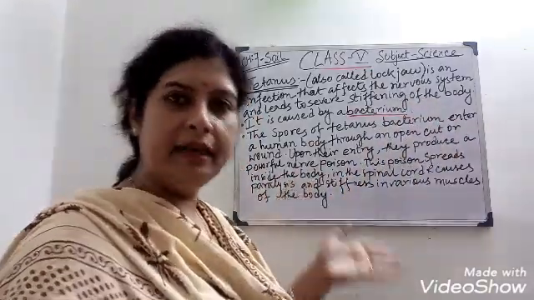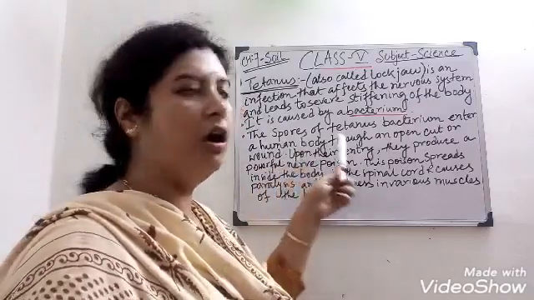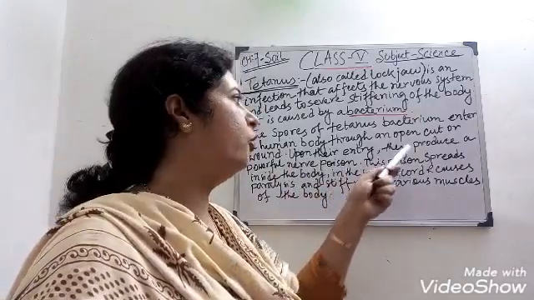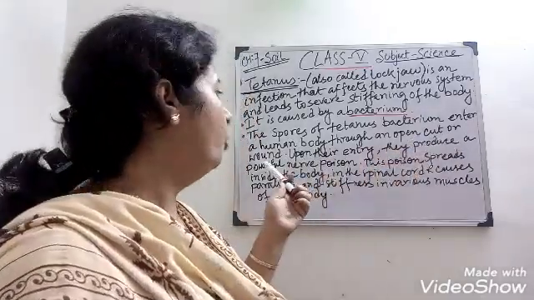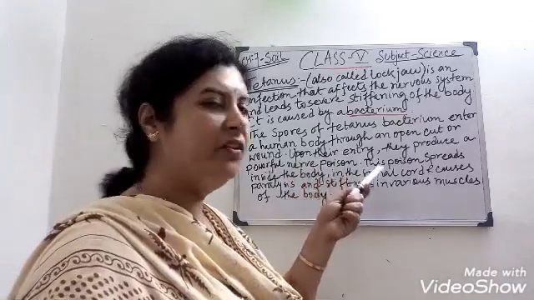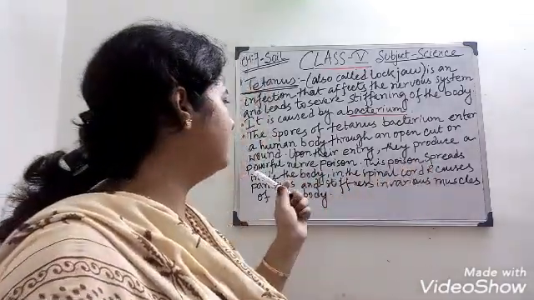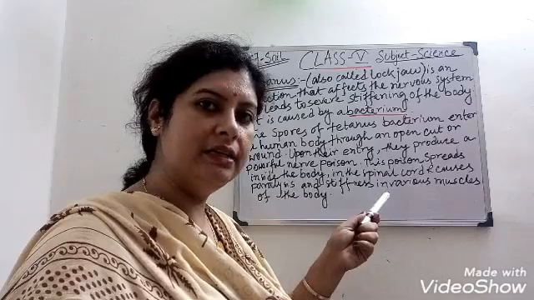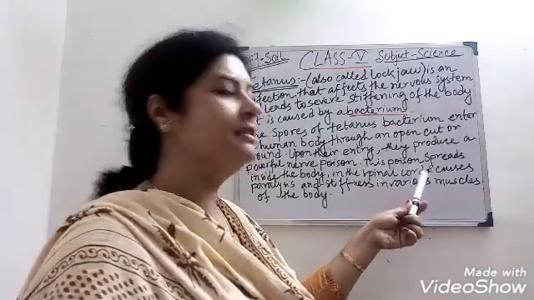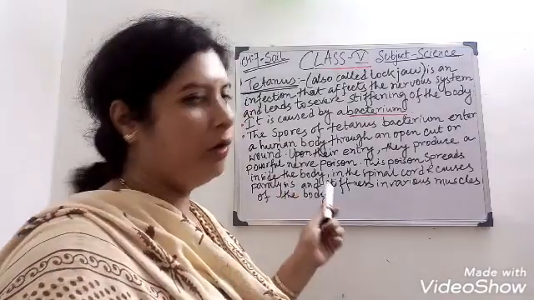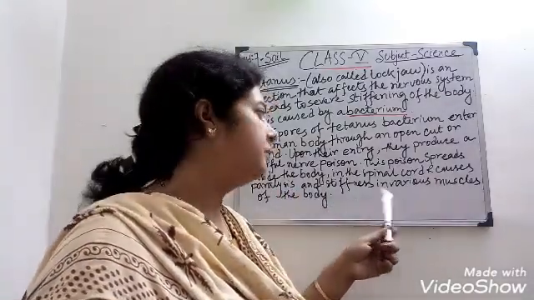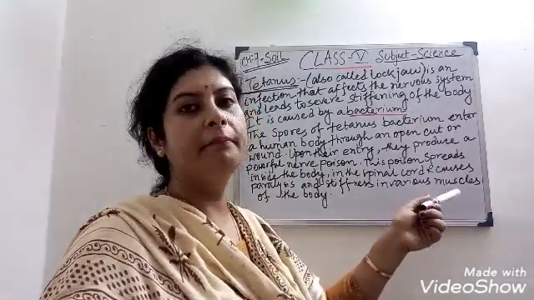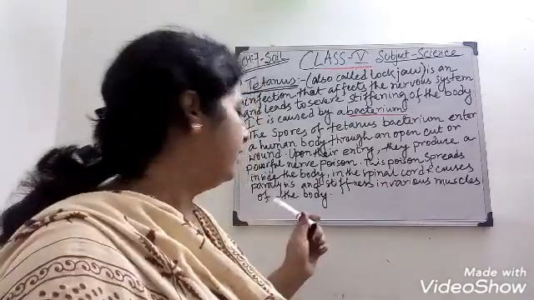It is caused by a bacterium. The spores of tetanus bacterium enter a human body through an open cut or wound. Upon their entry, they produce a powerful poisonous fluid. This poison spreads inside the body, especially in the spinal cord, and causes paralysis and stiffness of various muscles of the body.